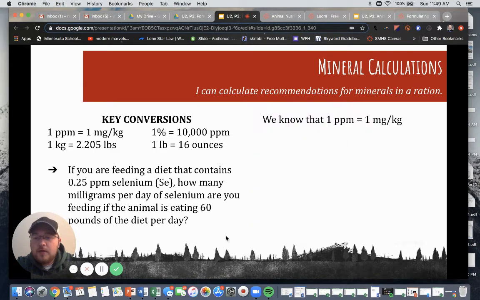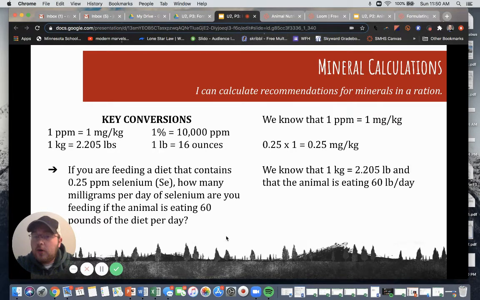Okay, so our question again, we're trying to figure out how many milligrams per day we're feeding if the animal is eating 60 pounds of the diet per day. So we know that 1 part per million equals 1 milligram per kilogram. So if we're feeding 0.25 parts per million selenium, we take 0.25 times 1, because 1 part per million equals 1 milligram per kilogram, to equal 0.25 milligrams per kilogram. So now we've converted over.